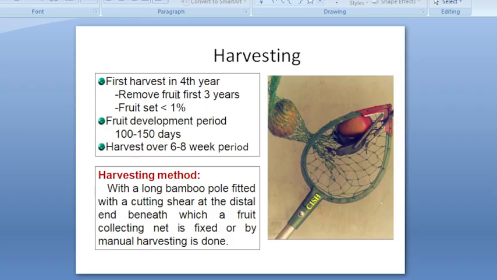So from the fourth year onwards it will start producing the economic yield. So we can harvest up to 6 to 8 weeks during the peak seasons.